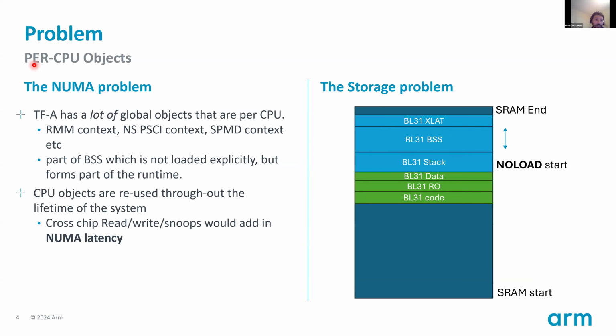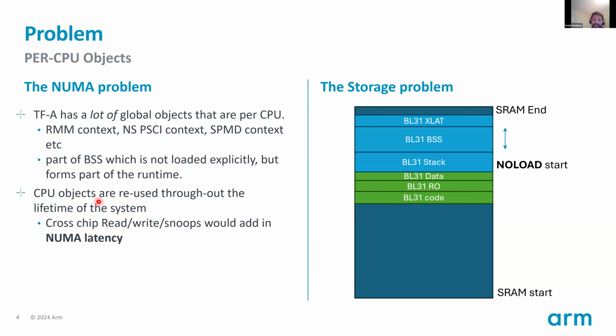we'll take a look at one class of objects, which is the per-CPU objects, and see how they face these problems. So TFA has a lot of global objects which are per-CPU. RMM context is one of them. Non-secure PSCI context, SPMD context, etc. There are many more, and they're all part of the BSS. So they're not explicitly loaded, but they're still part of the runtime image. And most of them stay through the lifetime of the system.